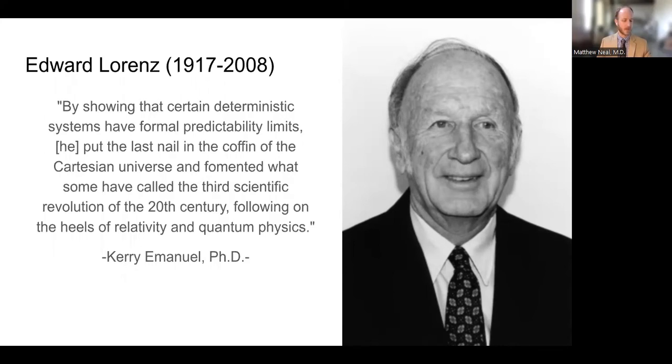Just to highlight what an accomplishment and a contribution he made, this is a quote from Kerry Emanuel, a meteorologist at MIT, who said of Lorenz that by showing certain deterministic systems have formal predictability limits, he put the last nail in the coffin of the Cartesian universe, and fomented what some have called the third scientific revolution of the 20th century, following on the heels of relativity and quantum physics. That's a pretty big claim, but I honestly don't think it's that much of an exaggeration. This area of study has a lot of promise.